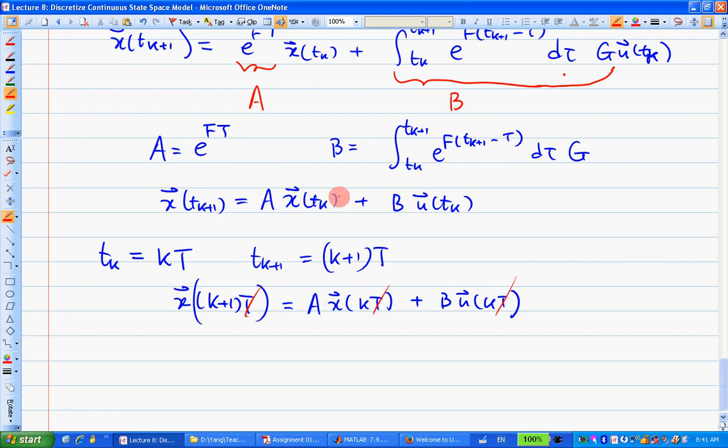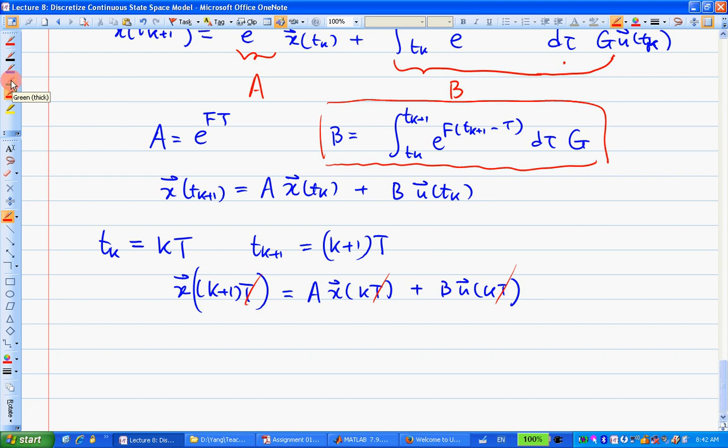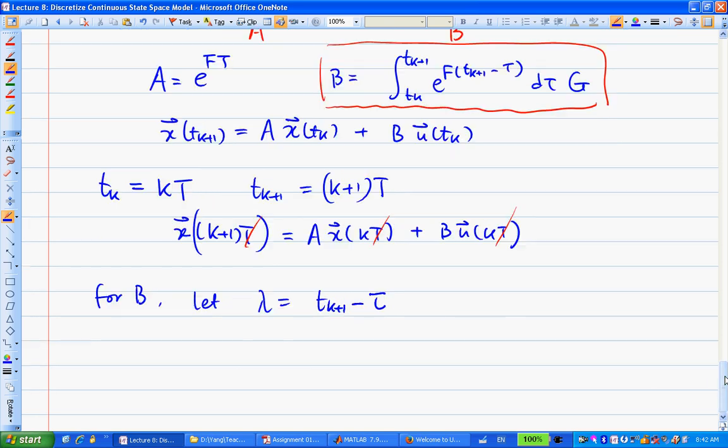So the only thing we need to deal with now is A equal to e to the power FT, which is the simplest format you could have. We'll look at how to obtain its value. But B needs a little bit of tweaking. Let's take a look at B here. You can use the so-called substitution technique. For B, let lambda equal t_{k+1} minus tau, introducing this intermediate variable. If lambda equals this, what is tau then? Tau is t, lambda is what?